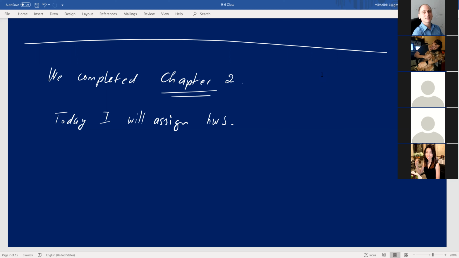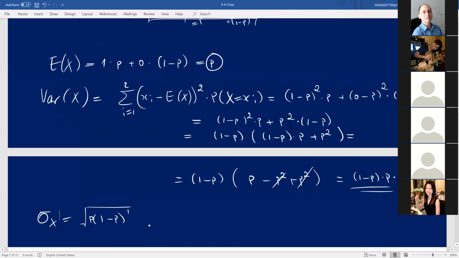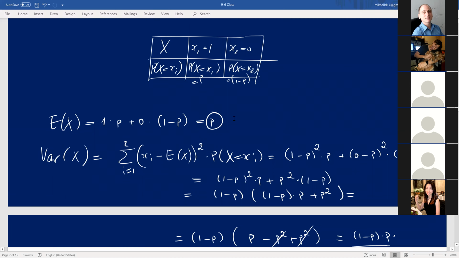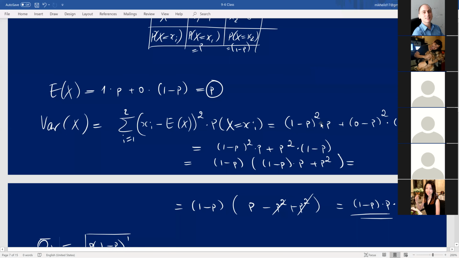Professor, can you quickly explain again what P equals? What is P representing? P is just a probability of success that is given. That P is just probability that X equals 1. Okay, probability of success. Thank you.